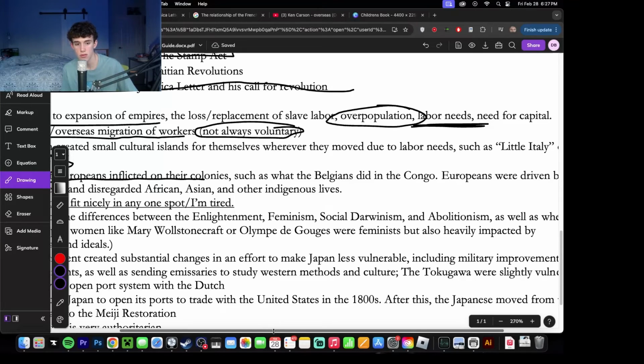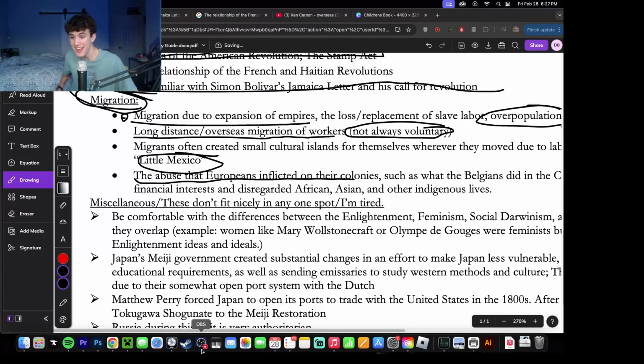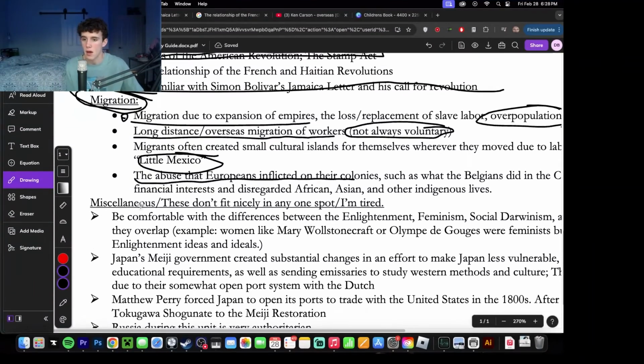Europeans were driven by financial interests. I said this. People are greedy. People want money. People will do stuff for money. Financial interests are the biggest interest people have. I swear, I knew this. I was right. I was always right. They disregarded indigenous lives.